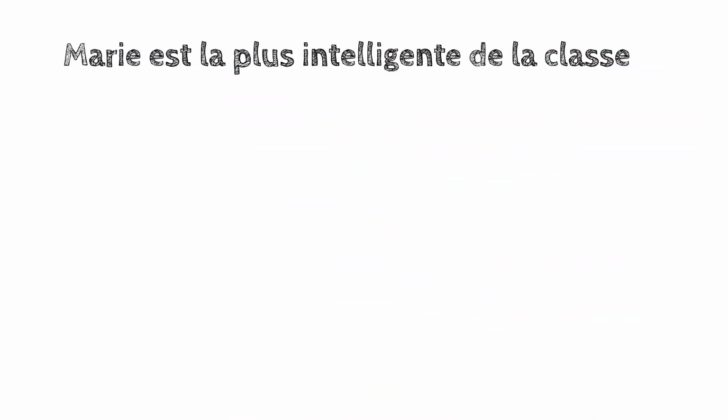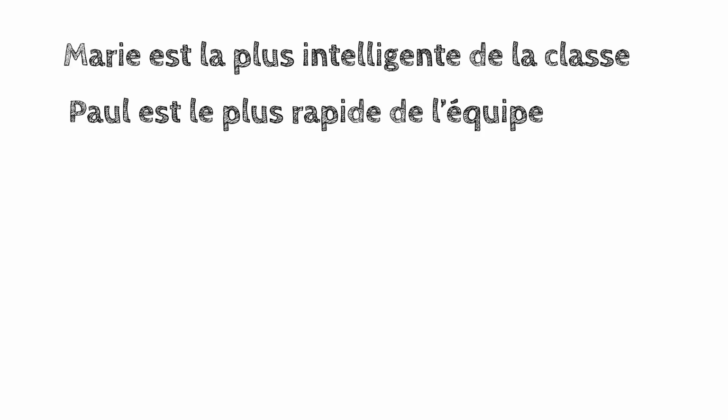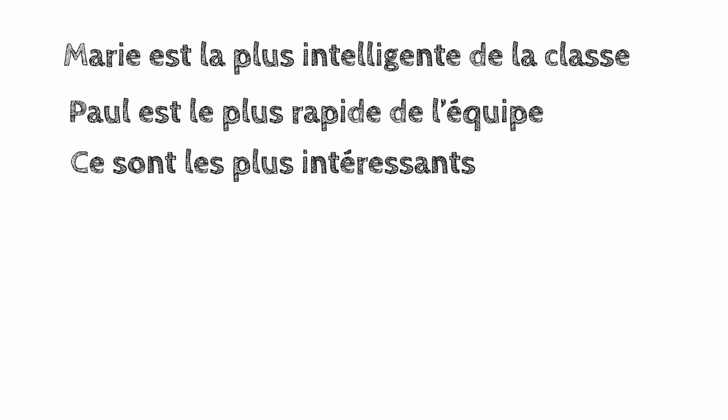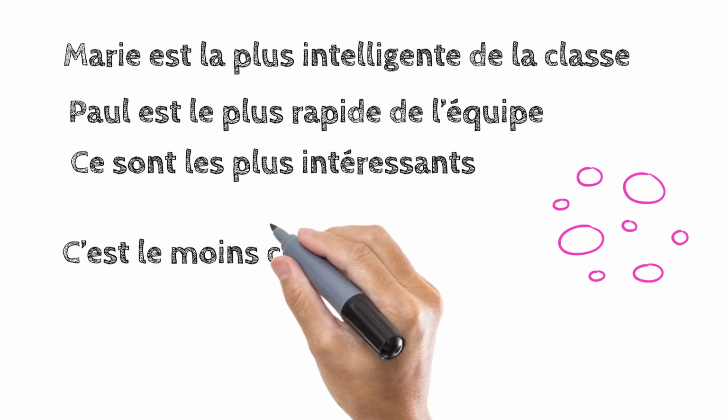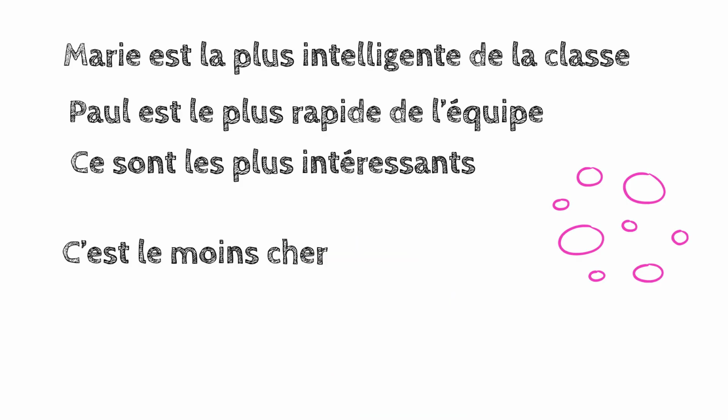For example, we might say Marie est la plus intelligente de la classe. La plus intelligente. Marie is the most intelligent in the class. Or Paul est le plus rapide de l'équipe. Le because Paul is masculine. Or ce sont les plus intéressants. They are the most interesting. Les plus intéressants because it's plural. So all of those are the best at something.